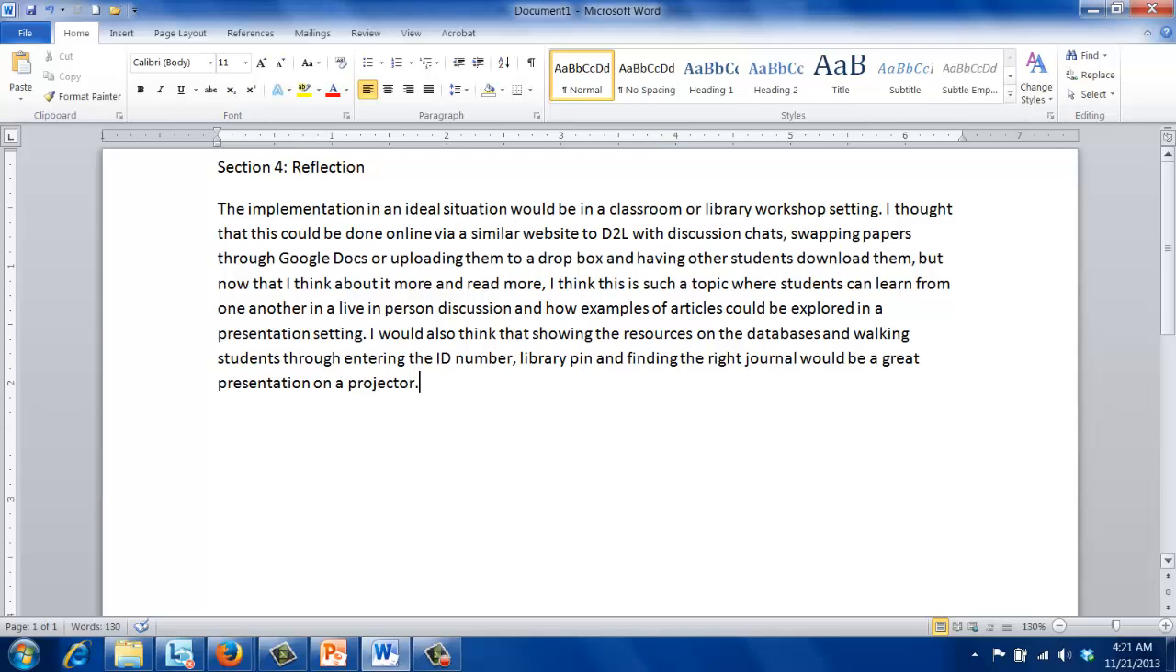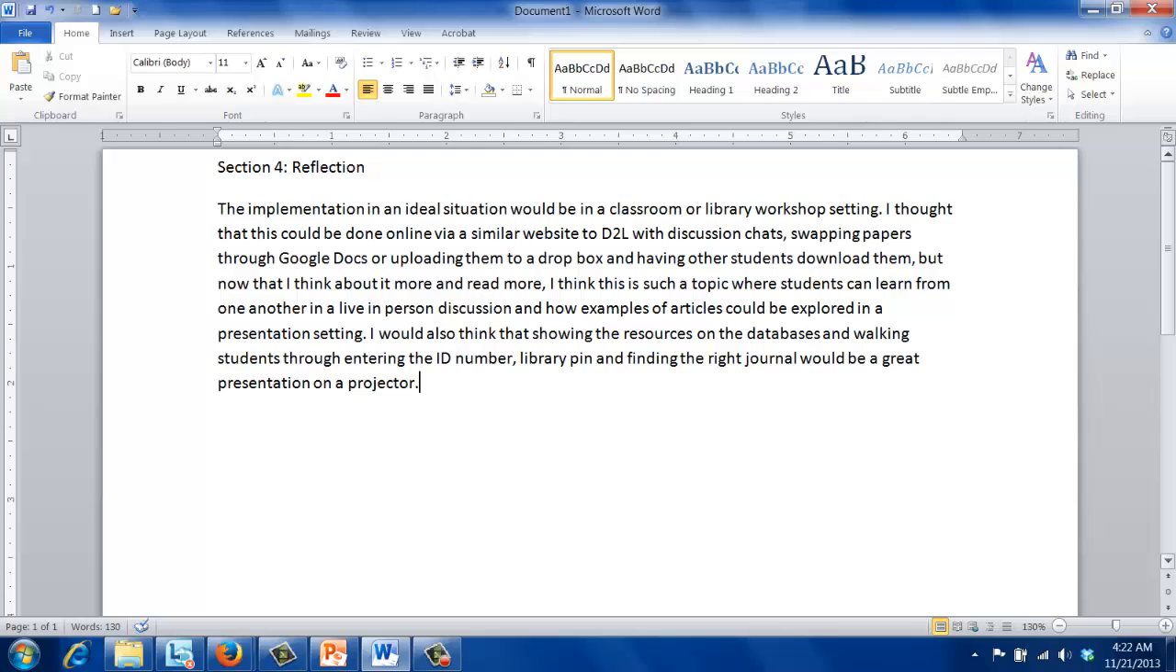Section 4, Reflection. The implementation of this learning unit in an ideal situation would be in a classroom or library workshop setting. I thought it could be done online via a similar website to D2L with discussion chats, swapping papers through Google Docs, or uploading them to a Dropbox and having other students download them.